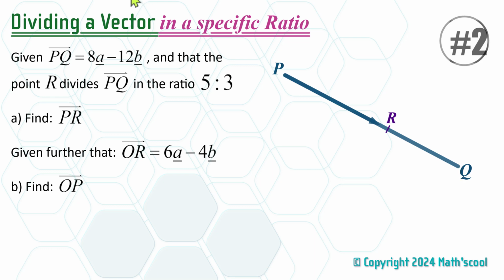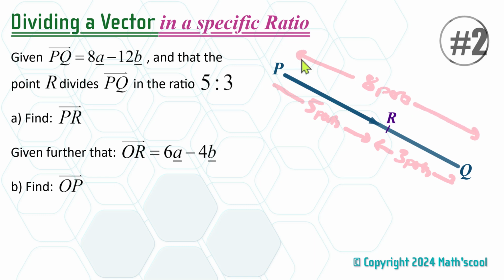So what you're effectively saying is that from here to here is 5 parts. 5 parts. And from here to here is 3 parts. Which means the whole thing is 8 parts.